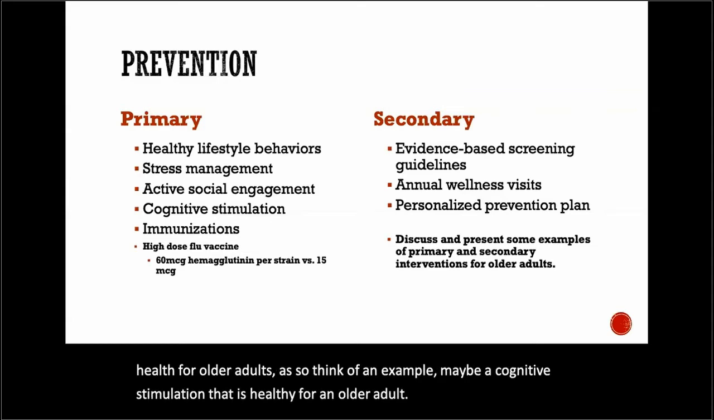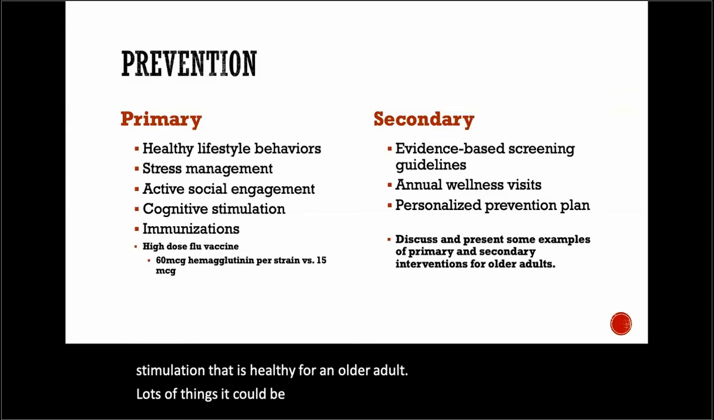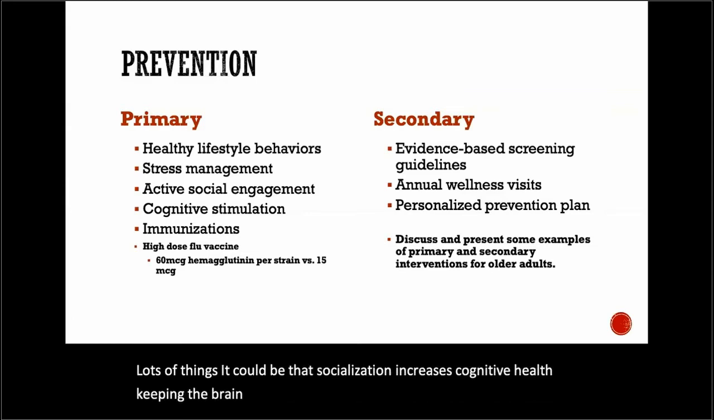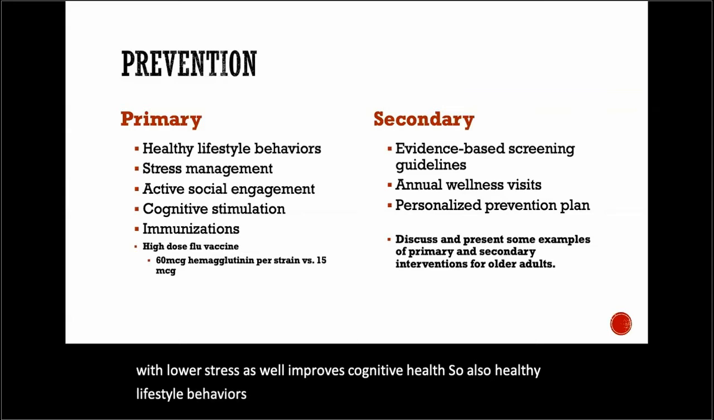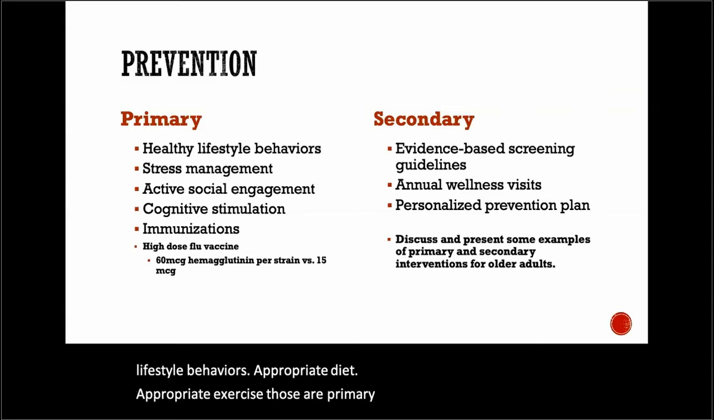Well, lots of things. It could be the socialization increases cognitive health. Keeping the brain active stimulates cognitive health. Keeping a person with lower stress as well improves cognitive health. So also healthy lifestyle behaviors, appropriate diet, appropriate exercise. Those are primary prevention strategies. Remember also that immunizations are primary prevention.